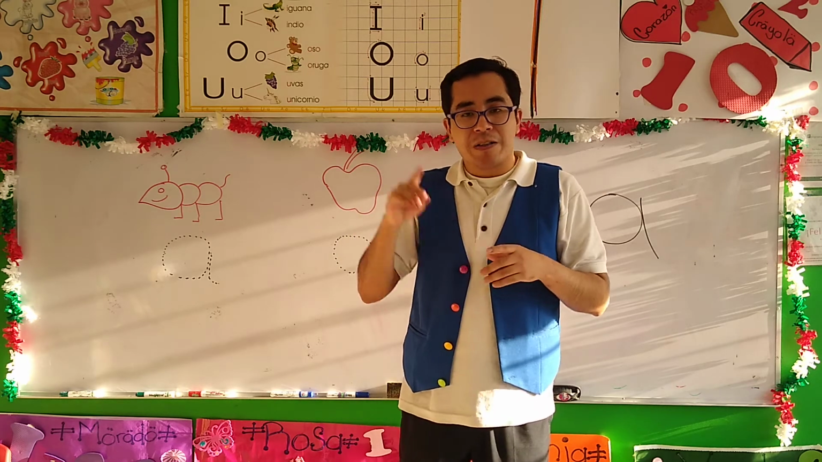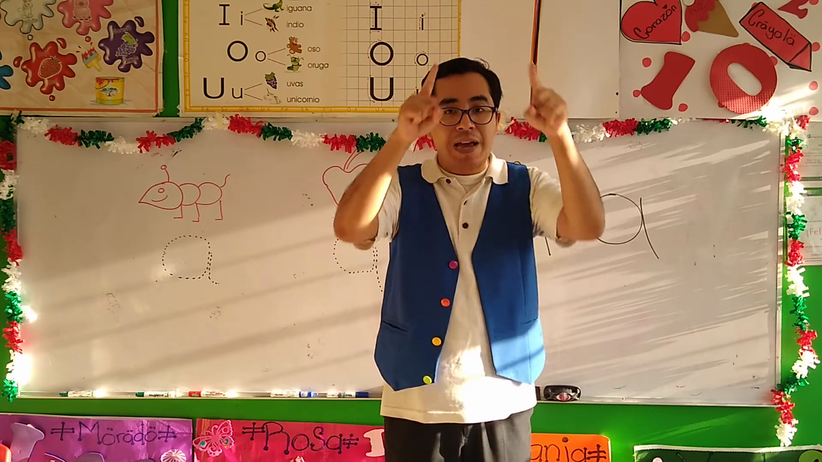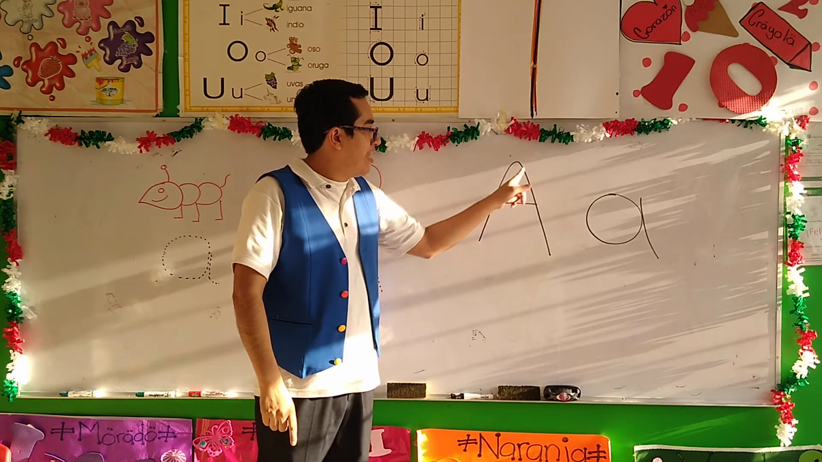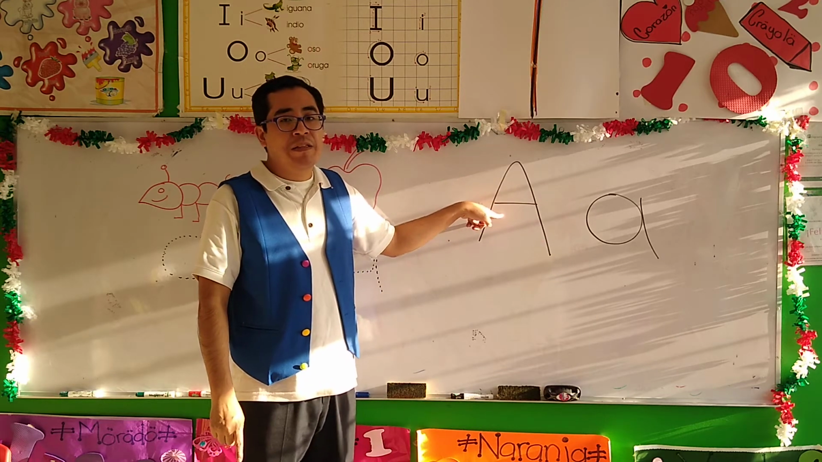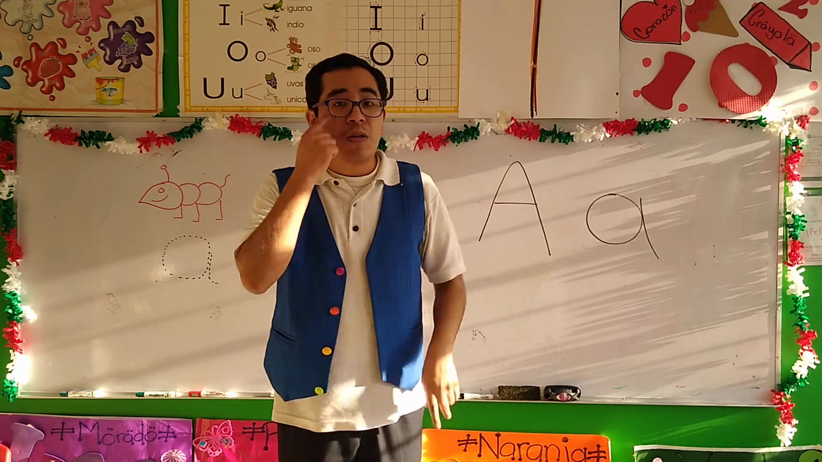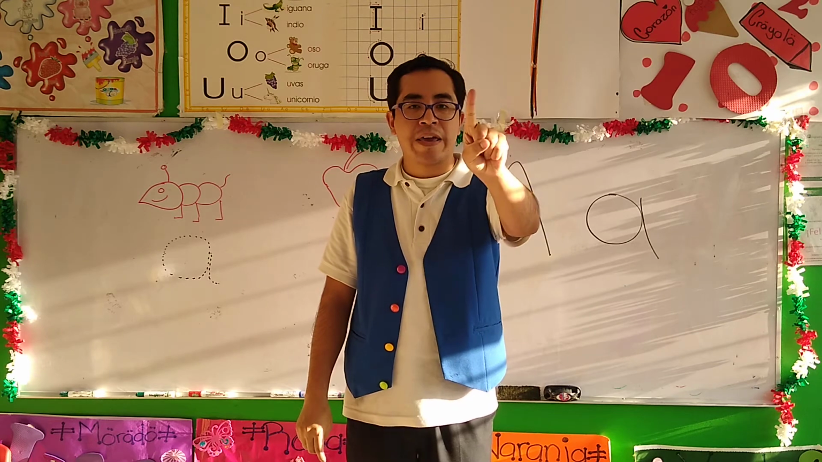Now, very good. Let's continue with the first letter, which was capital A, which has the form of a triangle with a line in the middle. Now, for this letter, we saw two objects. We saw ambulance and airplane.